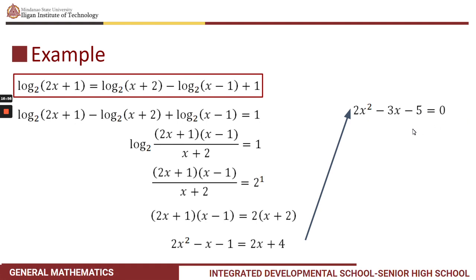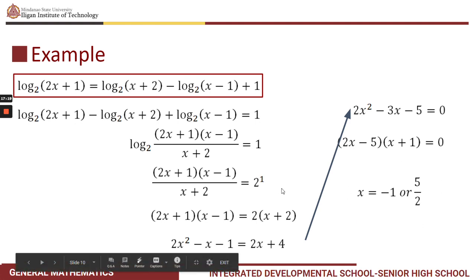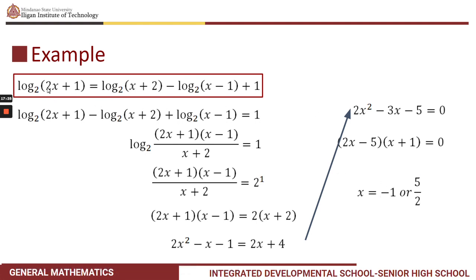Okay. Now, what are the factors of this trinomial, this 2x squared minus 3x minus 5? Can we factor this? Yes, no? Actually, the factors are 2x minus 5 and x plus 1. So therefore, our solution is negative 1 or 5 halves. Okay, so that's our solution. But again, we will not stop there. We need to check for the conditions here. So 2x plus 1 should be greater than 0, x plus 2 should be greater than 0, x minus 1 should be greater than 0. And then you get the intersection of those conditions.